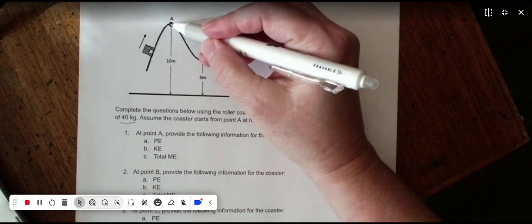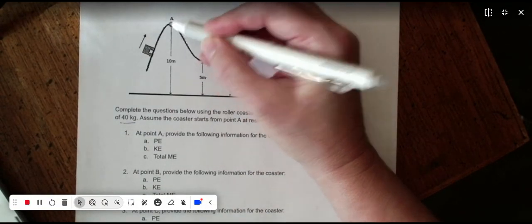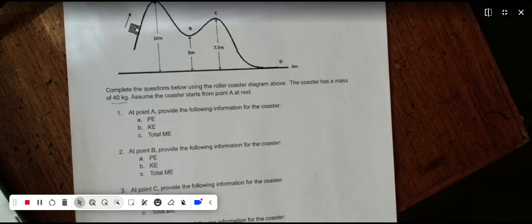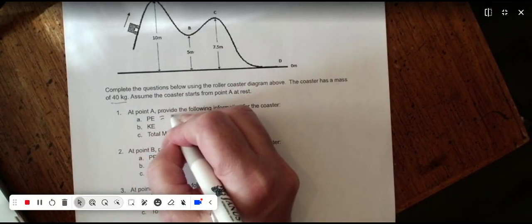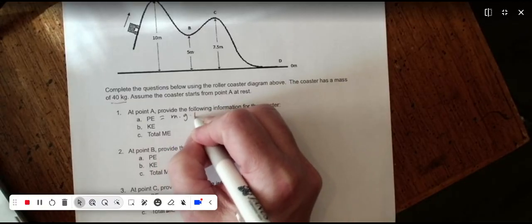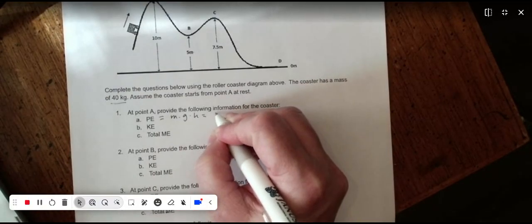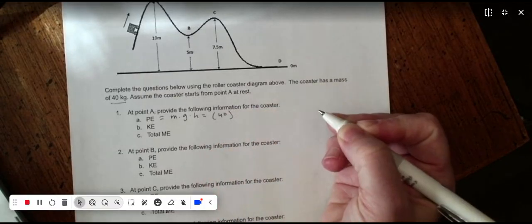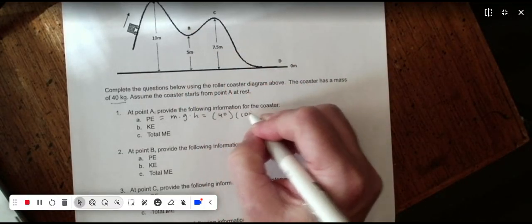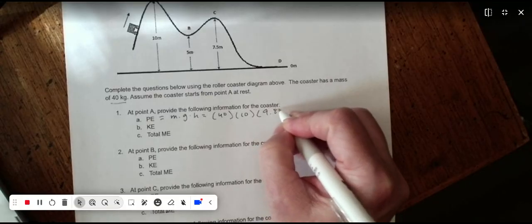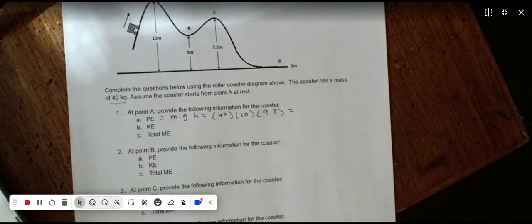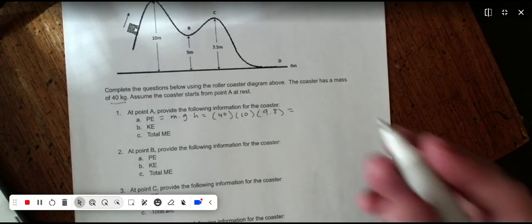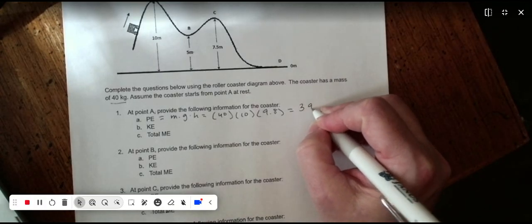All right, so at this top point, he's at rest. That means he has all potential energy. We can calculate that using M times G times H. Let's see, his mass is 40. He's at a 10 meter height here, and then G is 9.8. So that's going to give me 40 times 10 times 9.8 is 3,920 joules. Remember, energy is in joules.